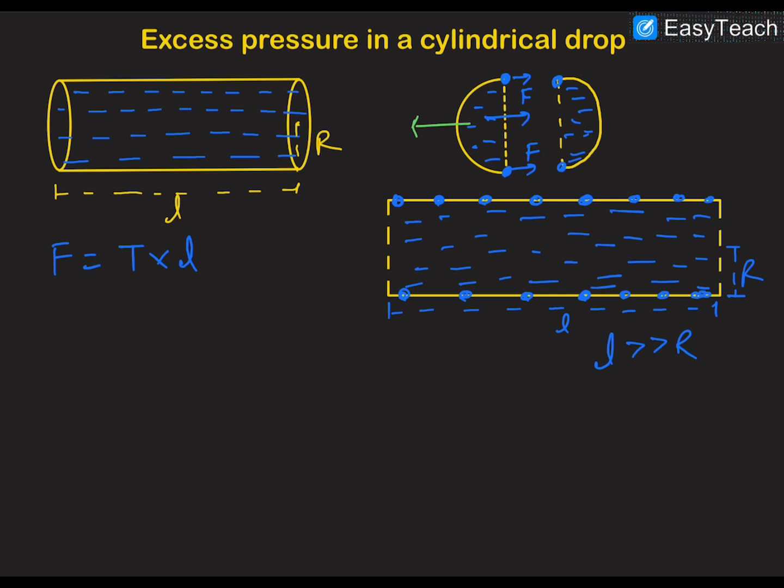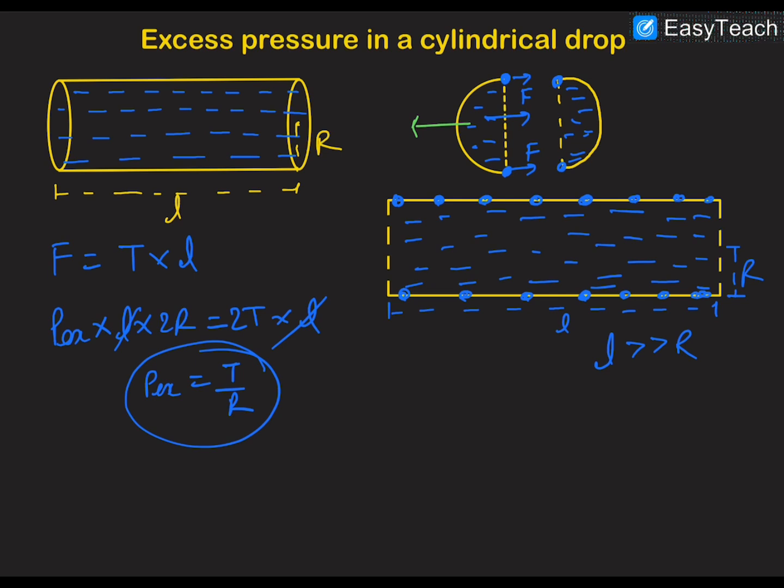Now to calculate the force of excess pressure, let us multiply the excess pressure P excess with this two-dimensional cross-sectional area. This area will be L into 2R. So P excess into L into 2R will be equal to 2 into T into L. Cancelling L on both sides, and the 2, because there is 2F acting on this half cylinder, P excess will be equal to T by R. This will be the excess pressure in the cylindrical drop.